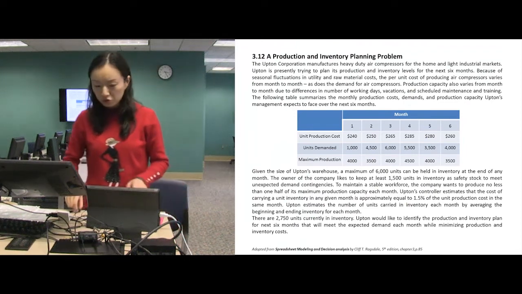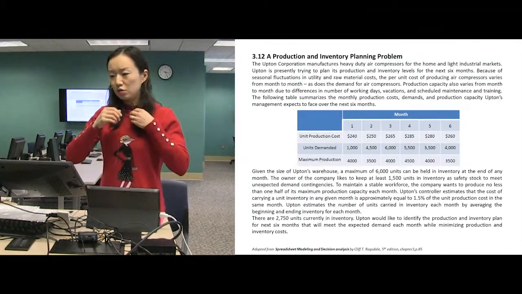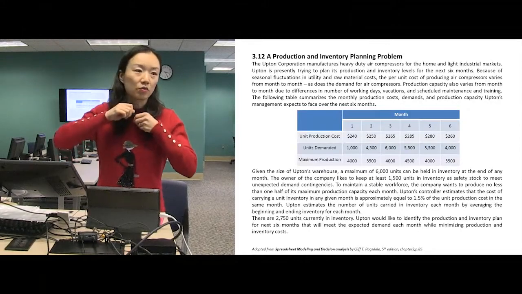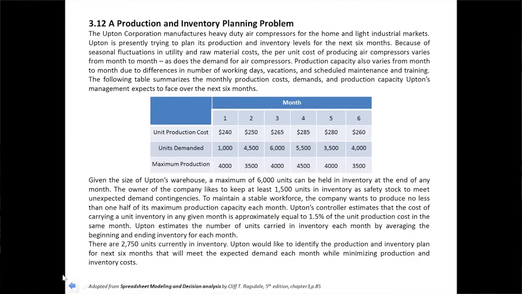Okay, so here we're going to talk about this problem now, 3.12, and please read the problem statement first. So let's read this together. This company manufactured heavy-duty air compressors, and they're trying to plan its production for the next 6 months. So that's their planning horizon.